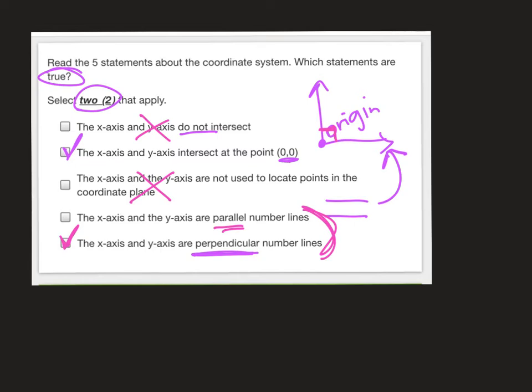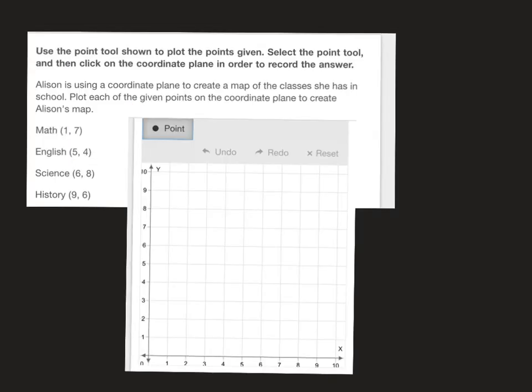So think about that. All right, on this question, I just wanted to show you, this is a technology enhanced one. Not real hard, but I just want to make sure you practice how you would plot these points if you were given this type of question. You would just click the point. These are just pictures, but if I did this, I'd click the box that says point, and I would plot these out.